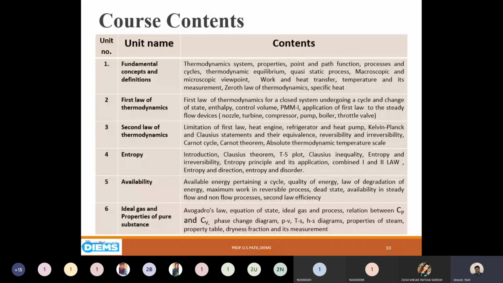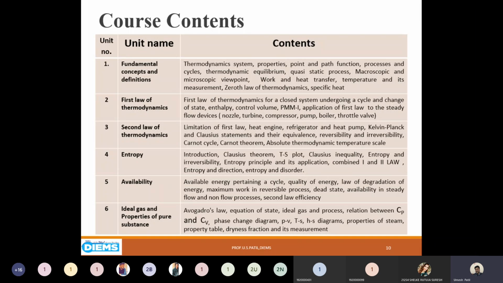Then combined first and second law, entropy and direction, and lastly entropy and disorder. Now let's come to the contents of unit number 5. Unit number 5 is based on availability. In availability, we are going to learn the important concept of available energy. What do you mean by available energy and what do you mean by unavailable energy, that we are going to learn in a cycle.